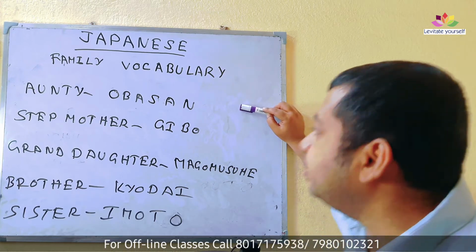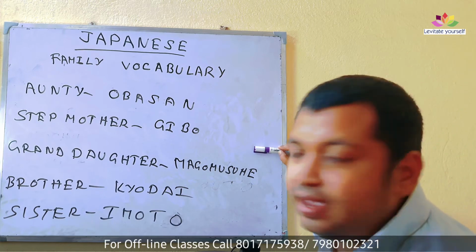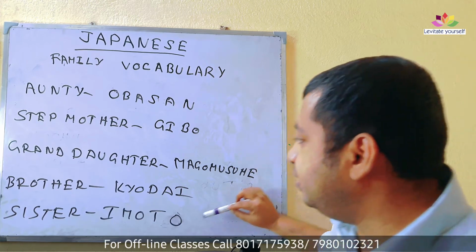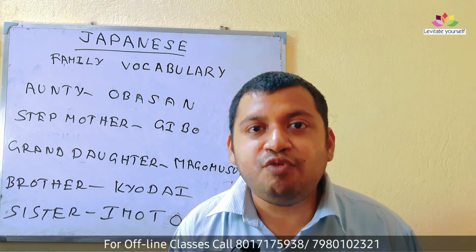Auntie, obasan. Stepmother, keibo. Granddaughter, mago musume. Brother, kyodai. Sister, imouto. In the next class, we will learn Japanese color vocabulary.